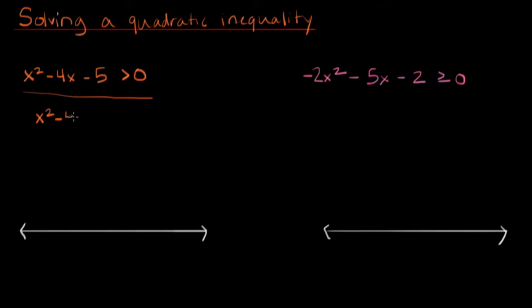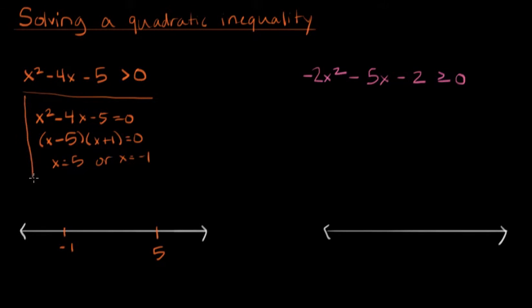So x squared minus 4x minus 5, where is that equal to 0? So we can start by factoring and saying x minus 5 times x plus 1 is equal to 0. So x equals 5, or x equals negative 1. So the 2 points that I'm going to put on my number line are negative 1 and 5. Okay, so this is kind of a side note.